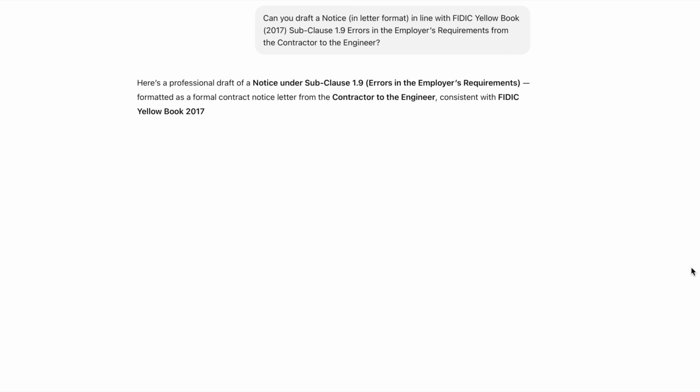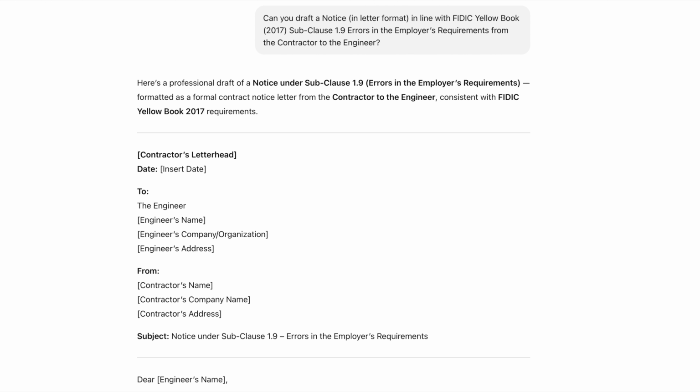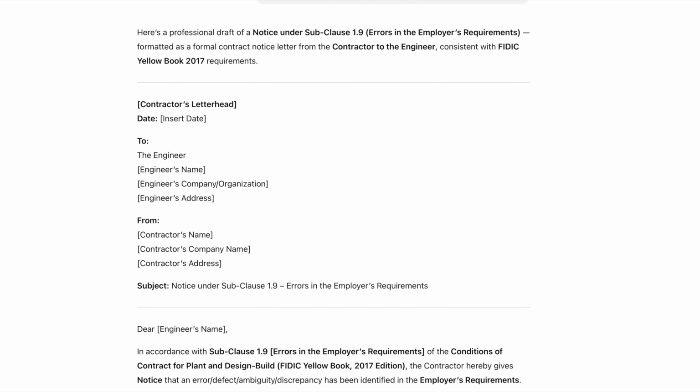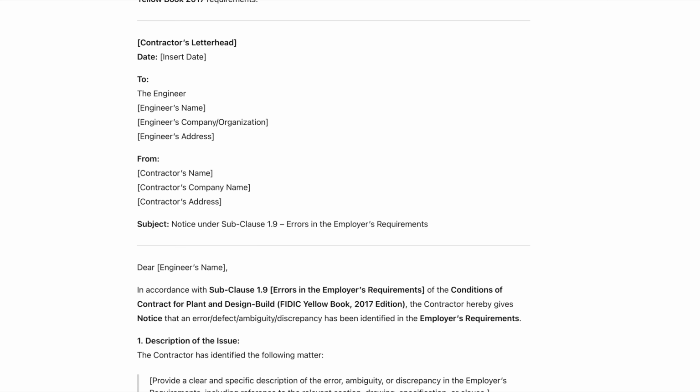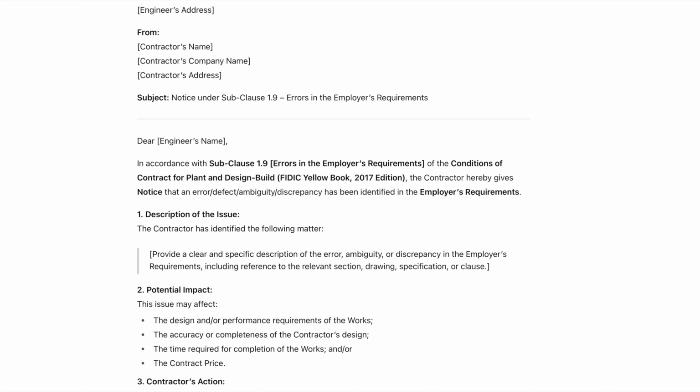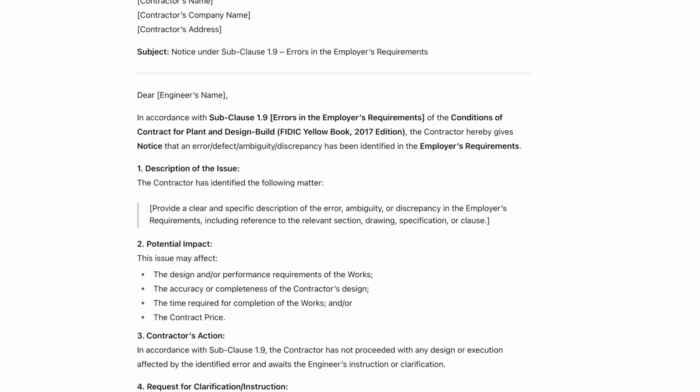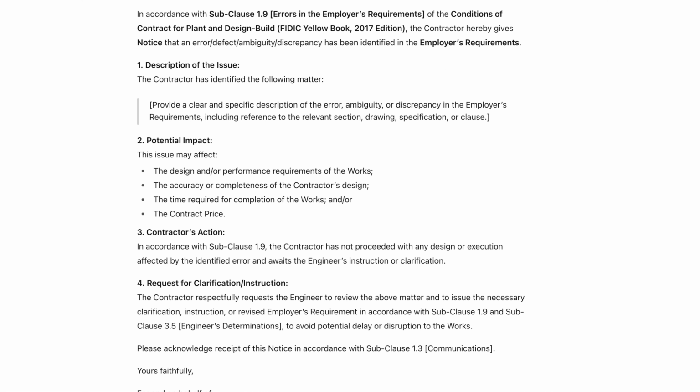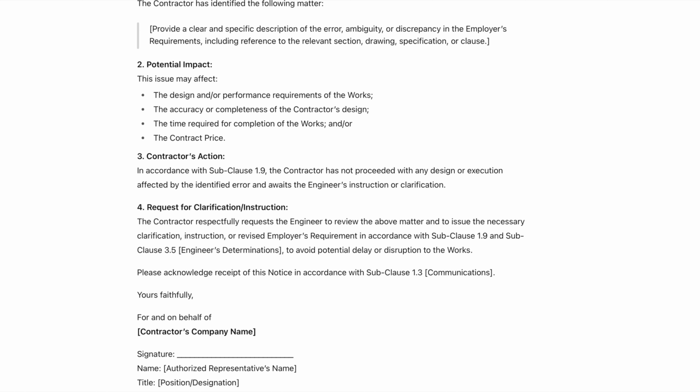Here we go. As you can see, it's pretty quick. A letterhead, to, from. So you can see it's very important. It says actually notice under subclause 1.9, so it's clear what the notice is all about. And then obviously you have to fill in the details and description of the issue, provide a clear and specific description of the error, ambiguity, discrepancy, etc. Then you have to state the impact, state the action that you're going to take as a contractor, and request the engineer for clarification and or instructions.